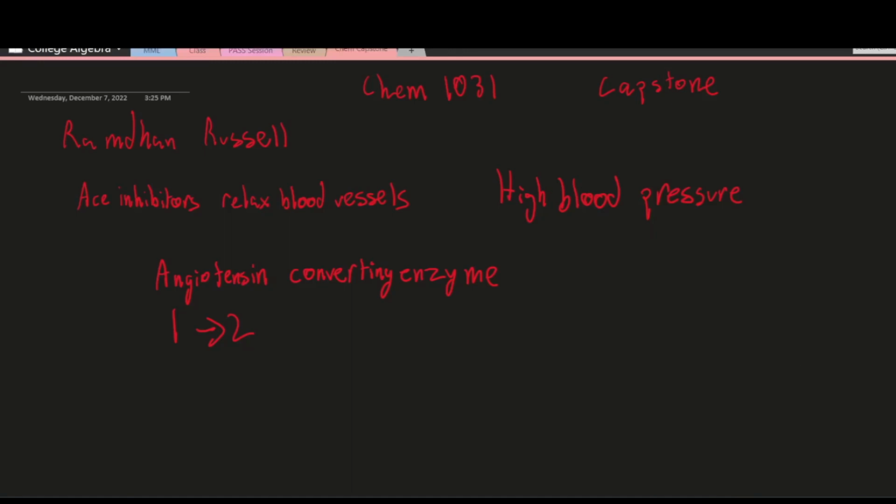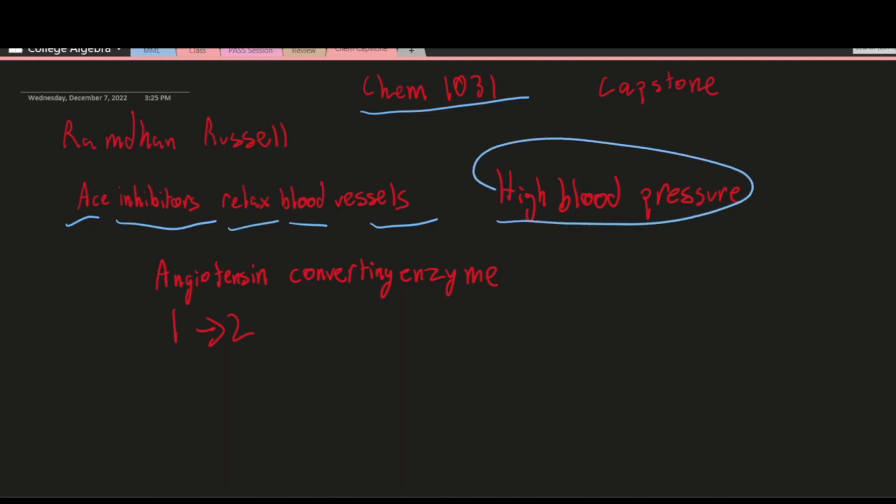Hello there, everyone. My name is Rondon Russell, and for my capstone project for Chem 1051, I will be explaining how ACE inhibitors relax blood vessels. ACE inhibitors are a medication usually used to relieve hypertension or high blood pressure.